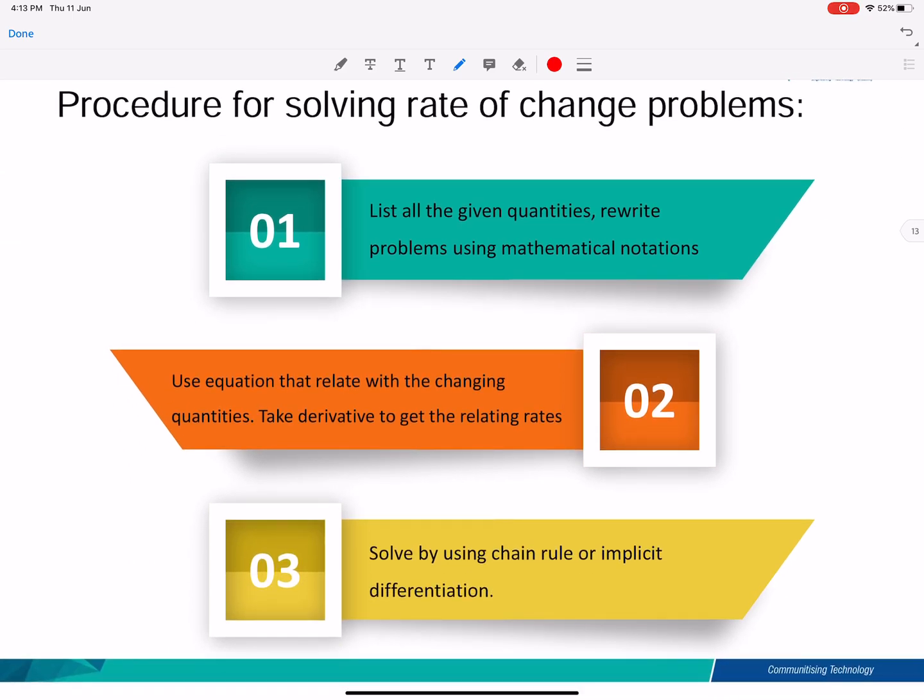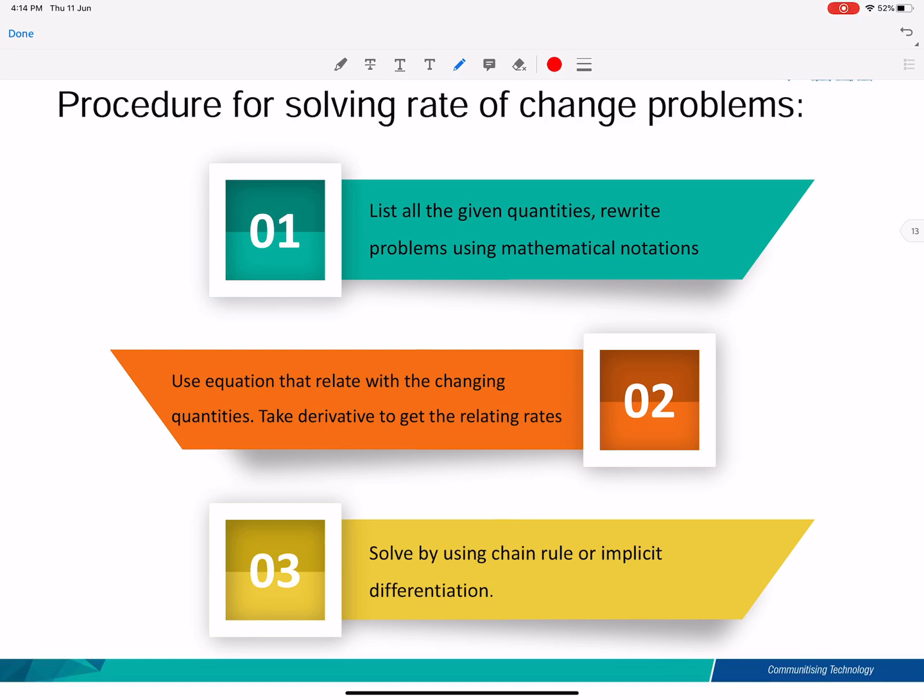Basically, there are three basic steps that you have to follow in order to solve rate of change problems. The first step, you need to list all the given quantities and rewrite the problem using mathematical notations. For some problems, it will be helpful that you transform the problem into a sketch.